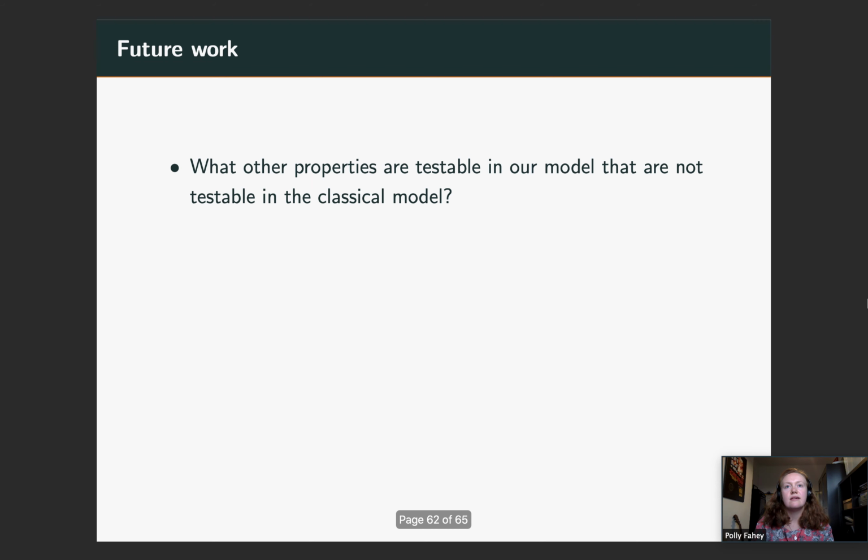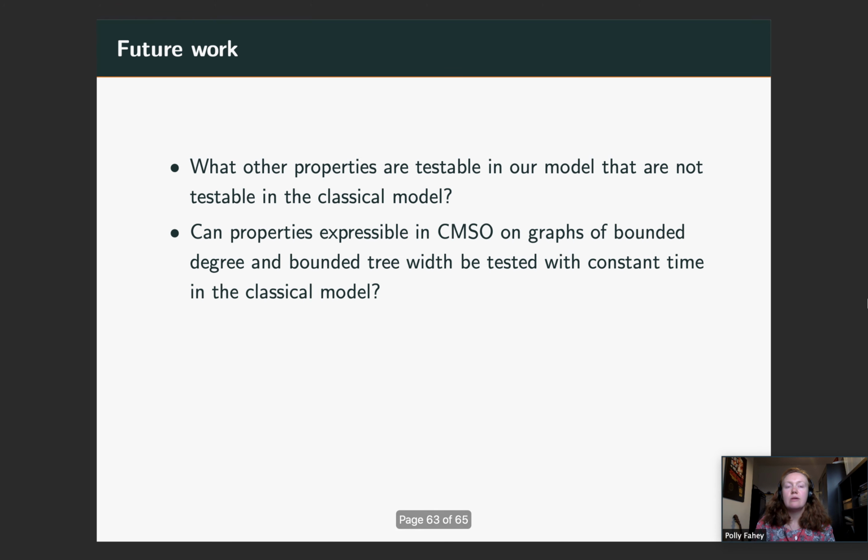Okay, so let us conclude with a discussion on some future work. In the future it would be interesting to find other examples of properties that are testable in our model, but that are not testable in the classical model. It would also be interesting to know whether properties expressible in CMSO on graphs of bounded degree and bounded tree width can be tested in constant time in the classical model also.